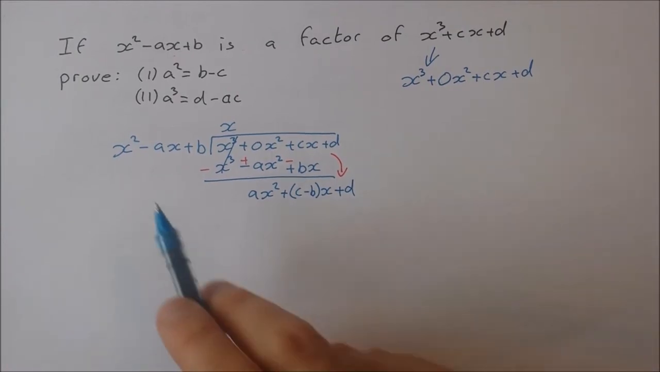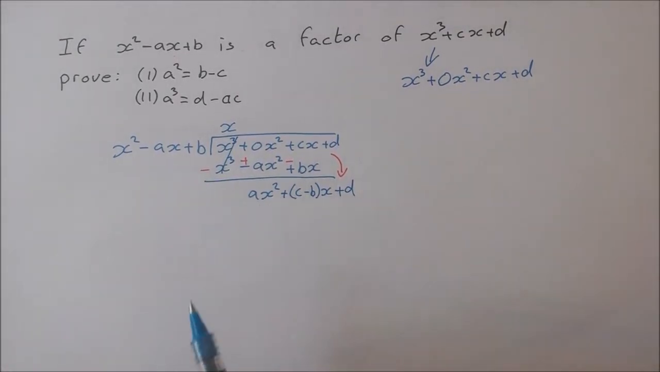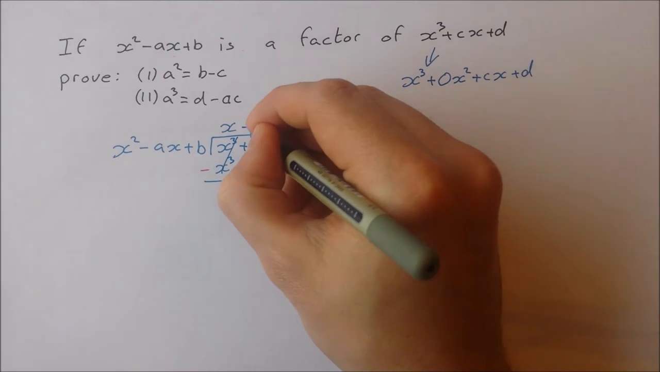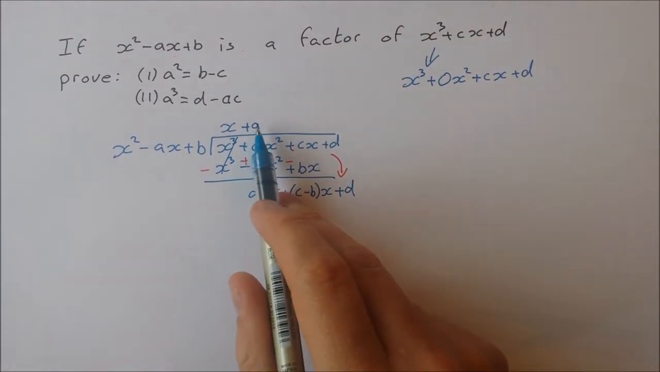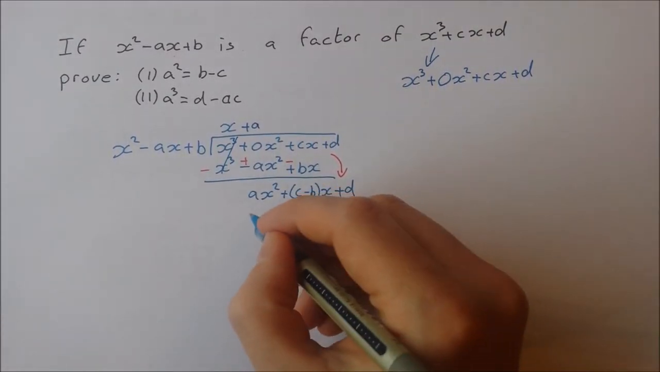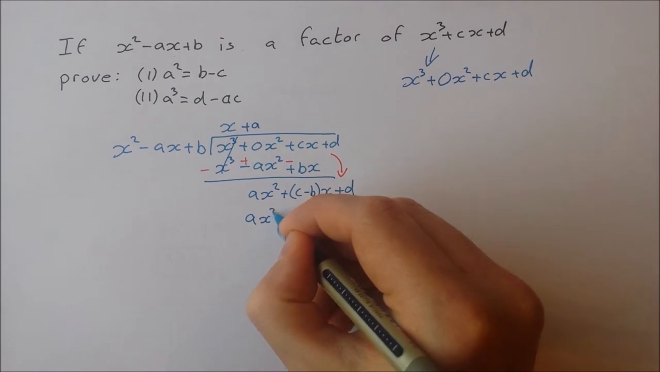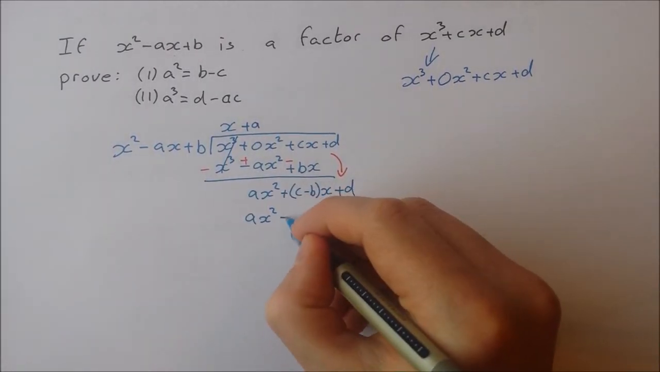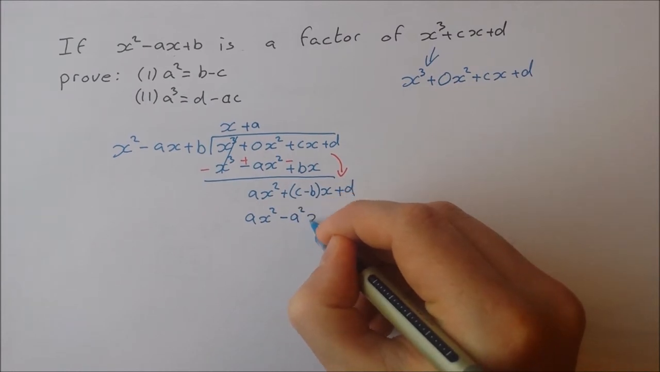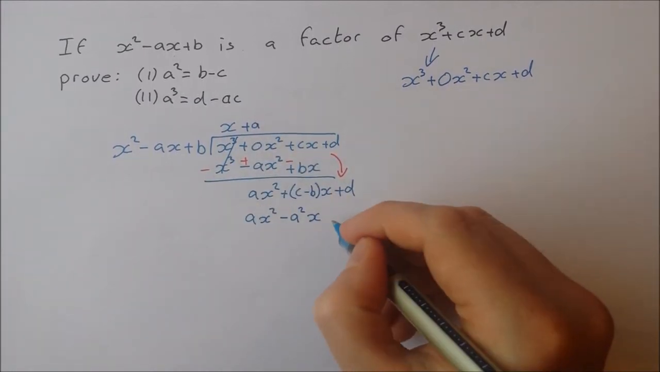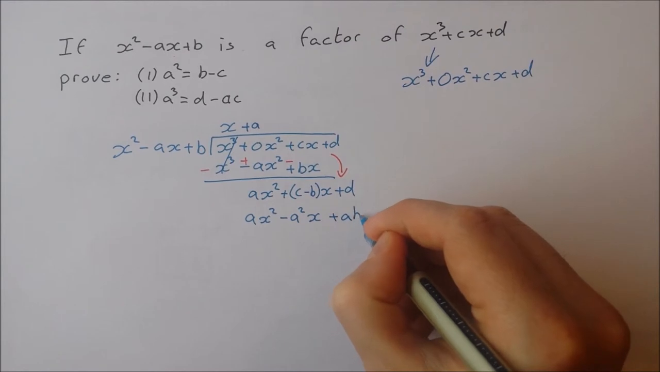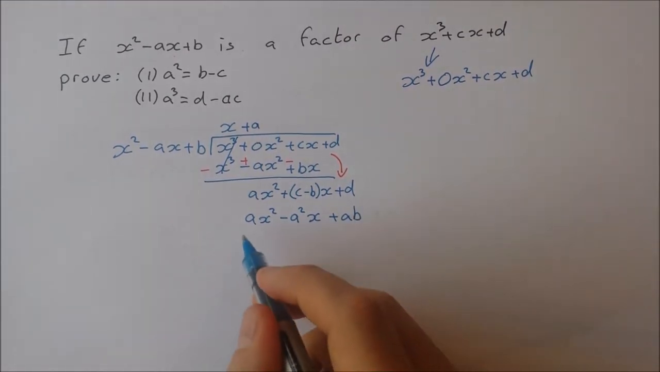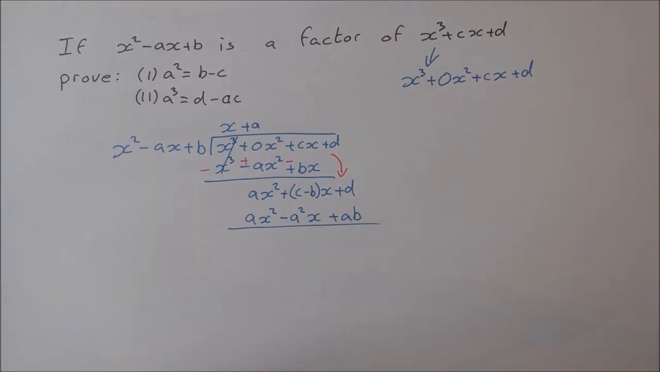Now we divide in again. So x squared into ax squared, that is a. A times x squared is ax squared. A times a minus ax is minus a squared x. And a times b is plus ab. Okay, so I'm going to subtract these now.